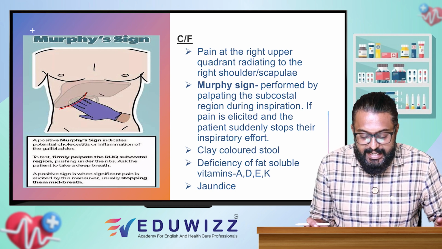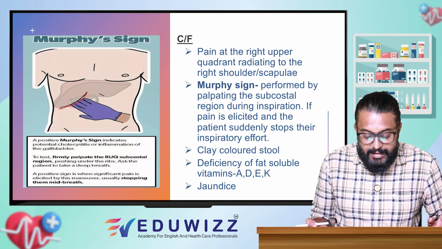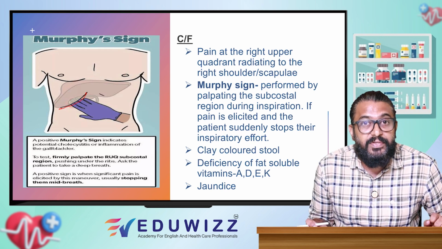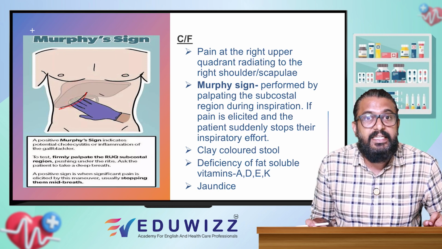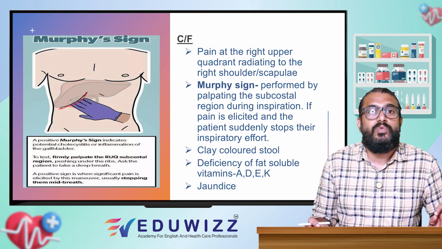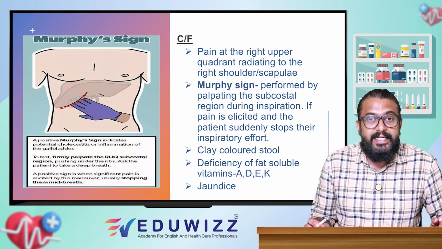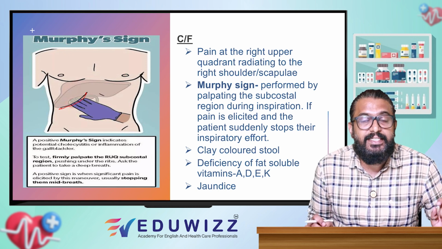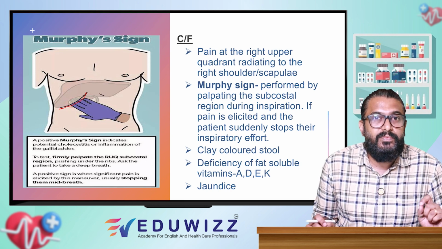Other features are clay colored stool, and, just like I said, a deficiency of vitamins A, D, E and K, which are fat soluble vitamins. And finally, jaundice. There will also be another feature named steatorrhea, which means fatty stools.